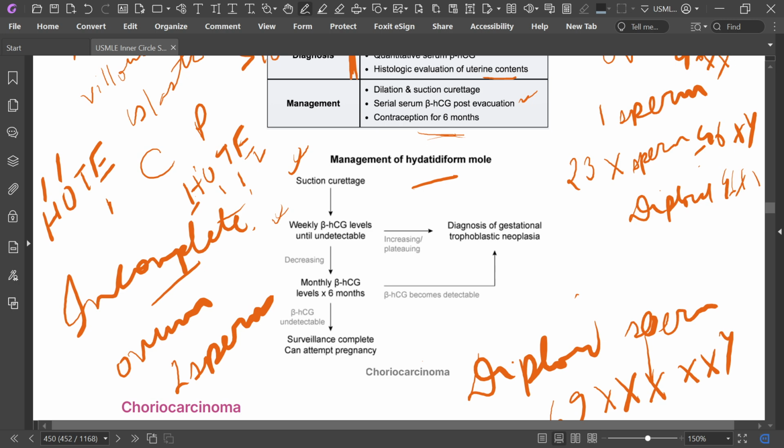What are its differentials? The differential diagnosis of hydatidiform mole is threatened abortion, missed abortion, and ectopic pregnancy.